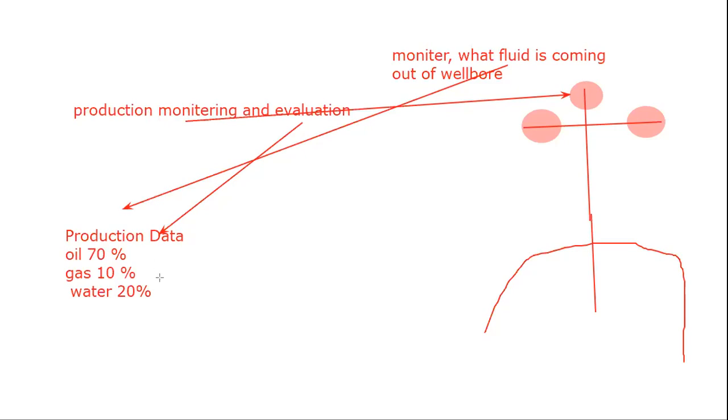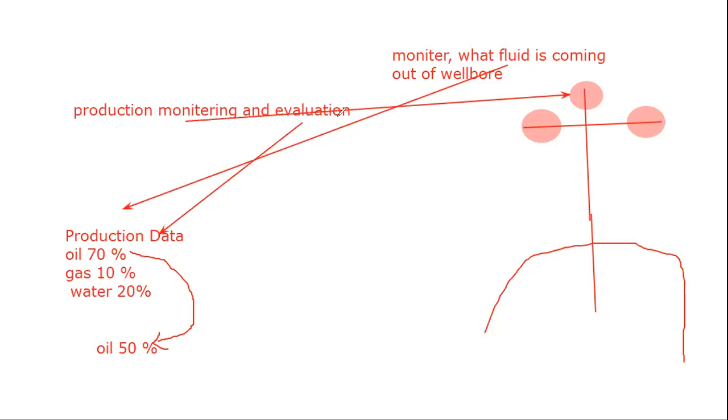Or production is declining. For example, oil is 70%, and maybe after 1 year the production is maybe 50%. Oil maybe goes to 50%. So now it declined from 70% to 50%. Why? This is the evaluation. Evaluation means why, what, how, all those questions. How can this be possible? Why does this happen? These questions actually represent the evaluation part.